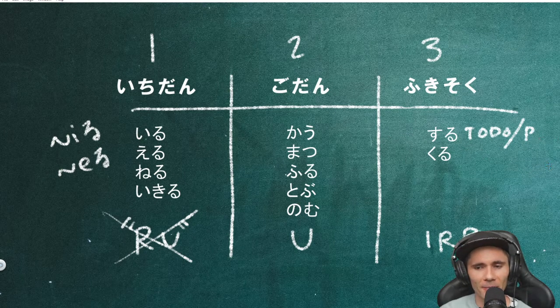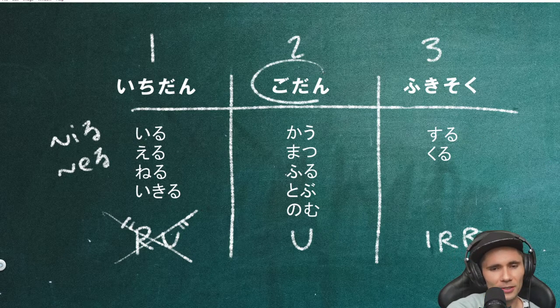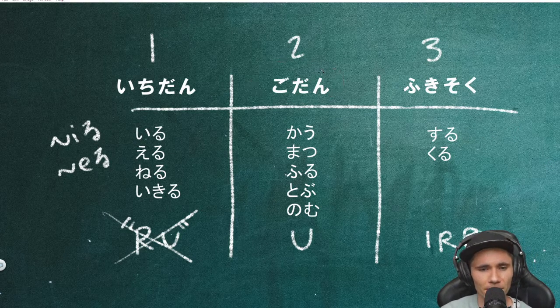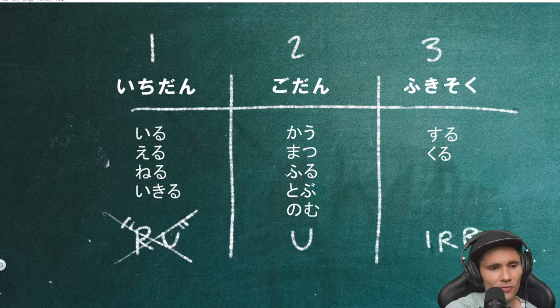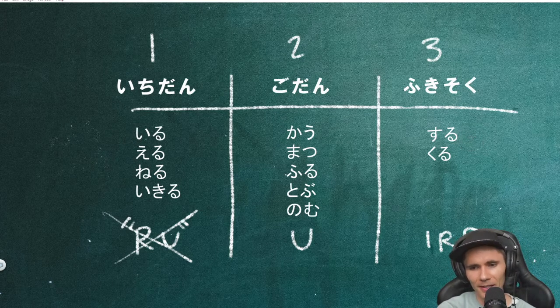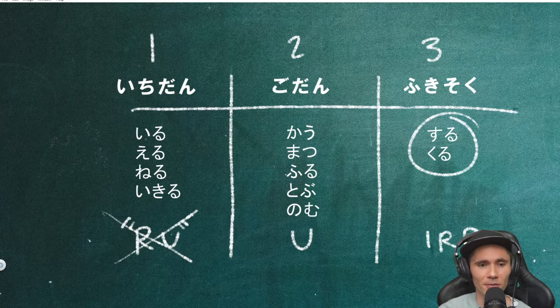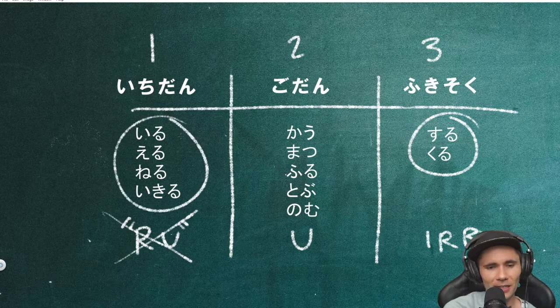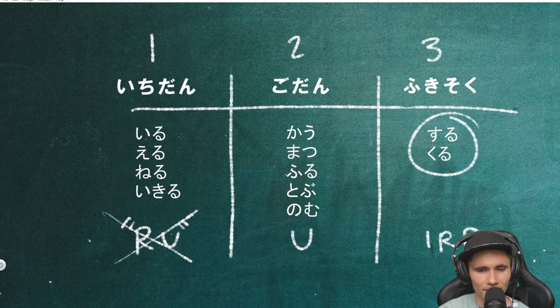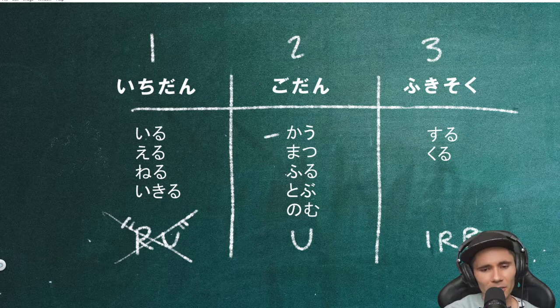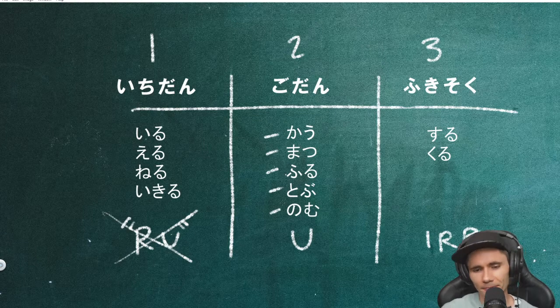Okay. Now, how can you tell what a godan verb is? It's every other verb. I'm going to say that again because it's important. It is literally every other verb, okay? So if it's not a fukisoku verb, and if it's not an ichidan, it's a godan. So in other words, kau, matsu, furu, tobu, and nomu.